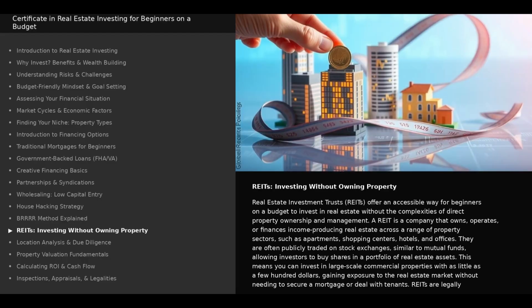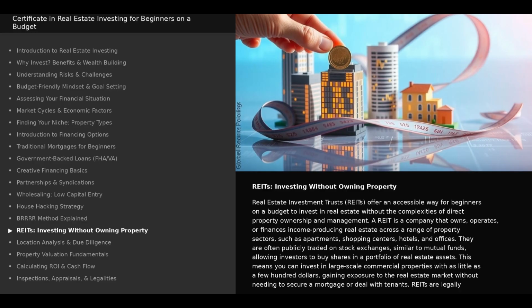REITs, investing without owning property. Real estate investment trusts, REITs, offer an accessible way for beginners on a budget to invest in real estate without the complexities of direct property ownership and management. A REIT is a company that owns, operates, or finances income-producing real estate across a range of property sectors, such as apartments, shopping centers, hotels, and offices.